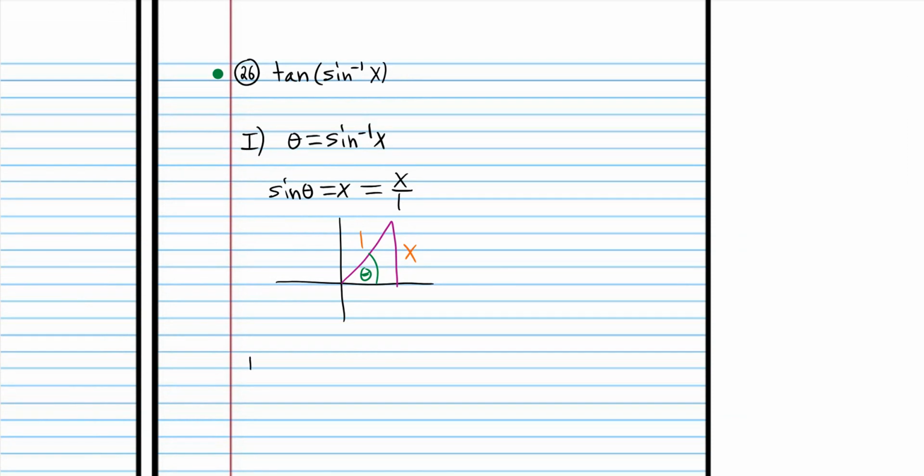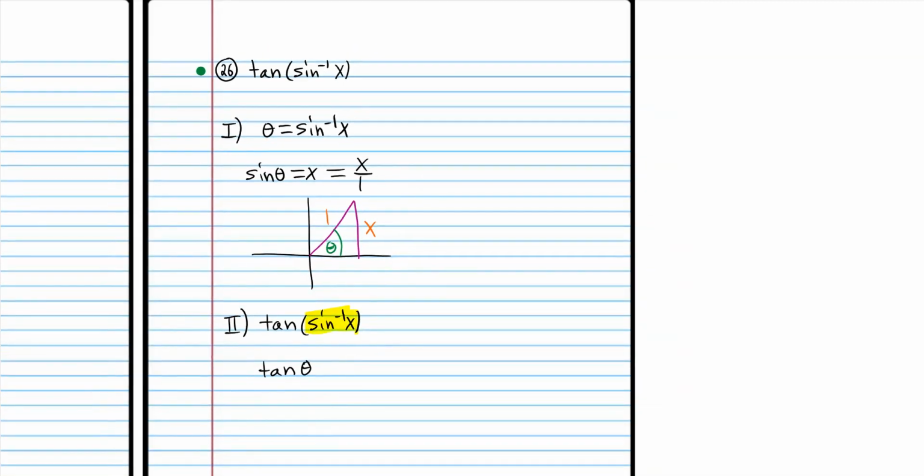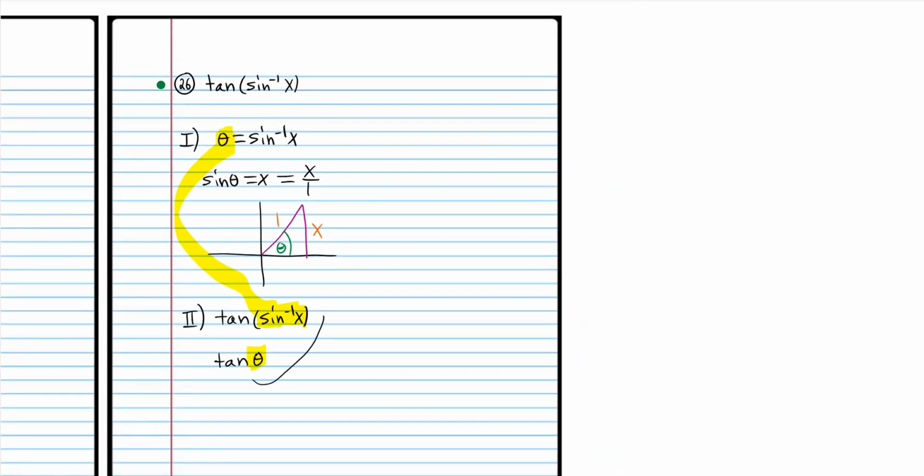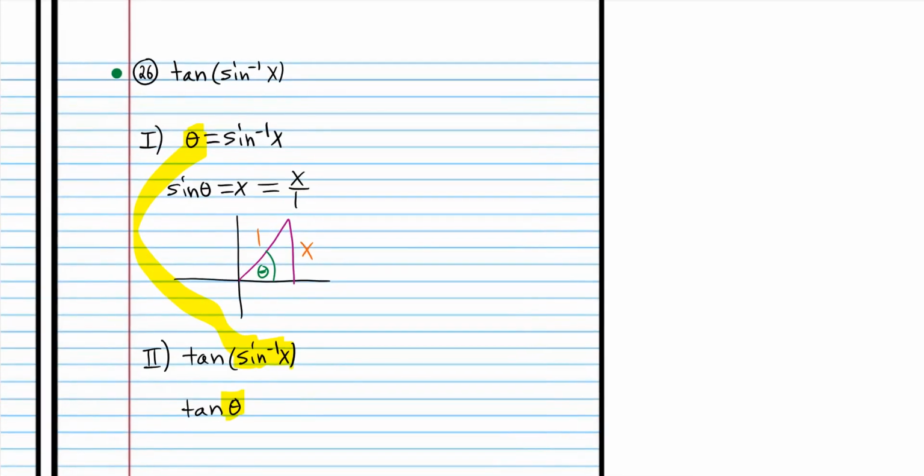So now, in the second part of the problem, we're looking for tangent of sine inverse of x, but we defined sine inverse of x as theta. So all we're doing is looking for tangent theta, which is the opposite side over the adjacent side. The problem is we don't have the adjacent side of the triangle, so we're going to have to use the Pythagorean theorem. So we can let x equal a, and c is going to be equal to 1.